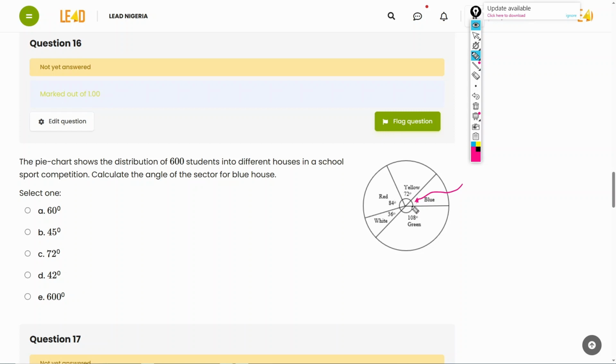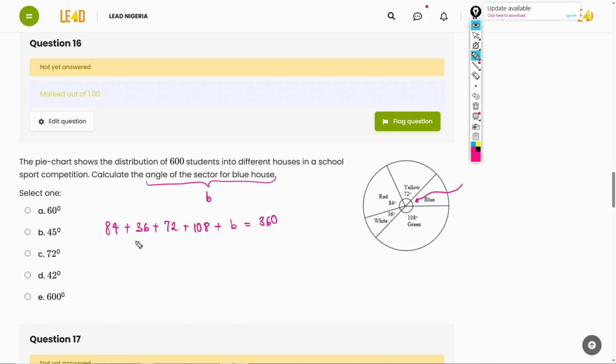The angle about a point adds up to 360, right? So total angle in the circle, when you turn around the circle, is 360. So let me call blue B. Let me call this angle of the sector B. So that means that the total should be 360. So 84 plus 36 plus 72 plus 108 plus whatever B should be must give me 360.